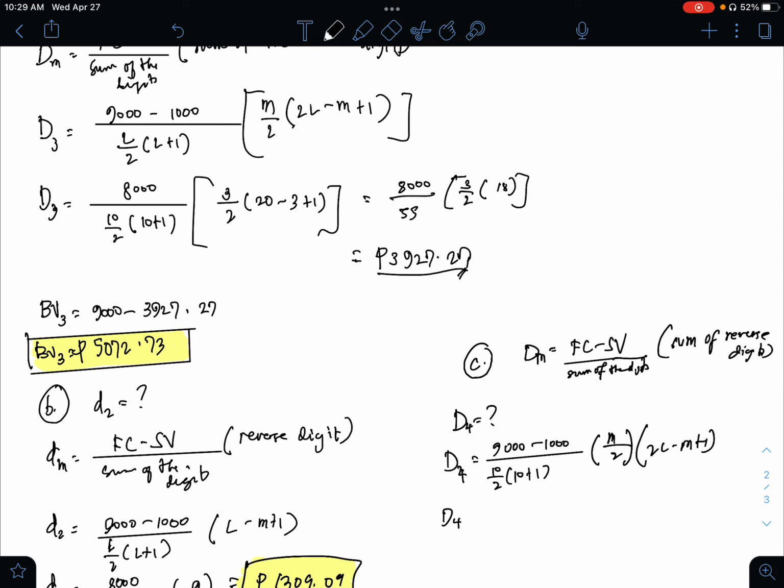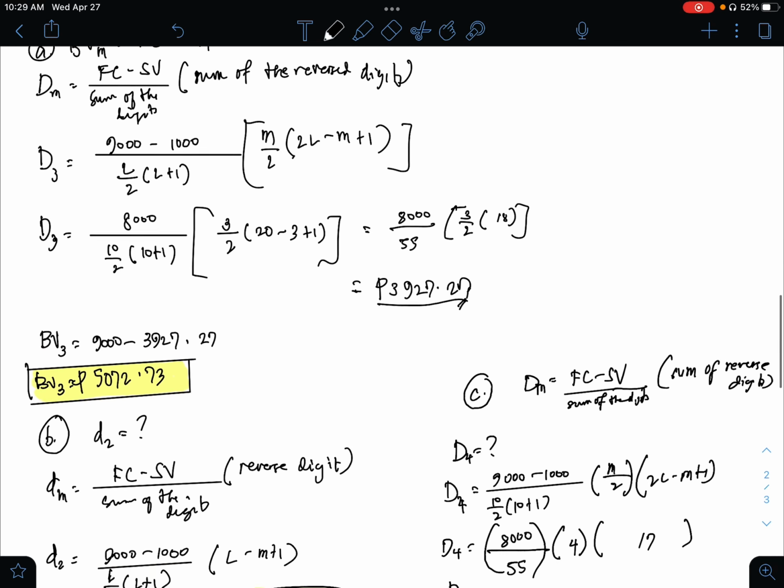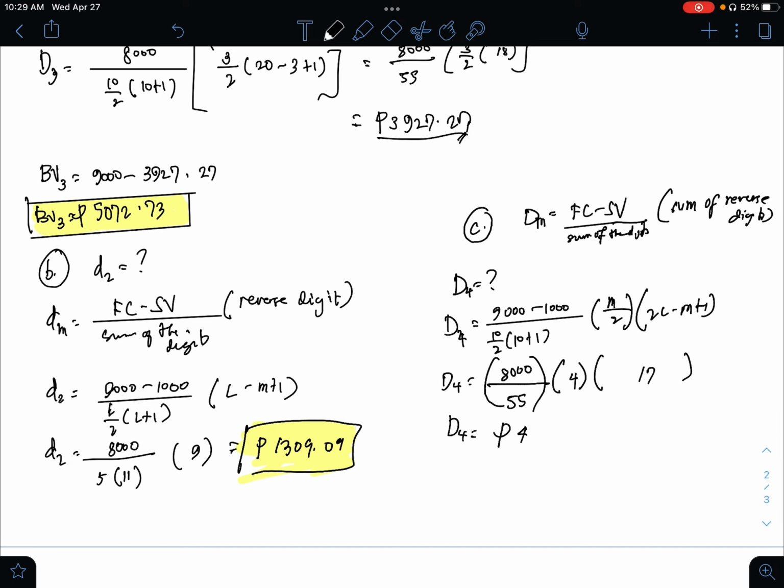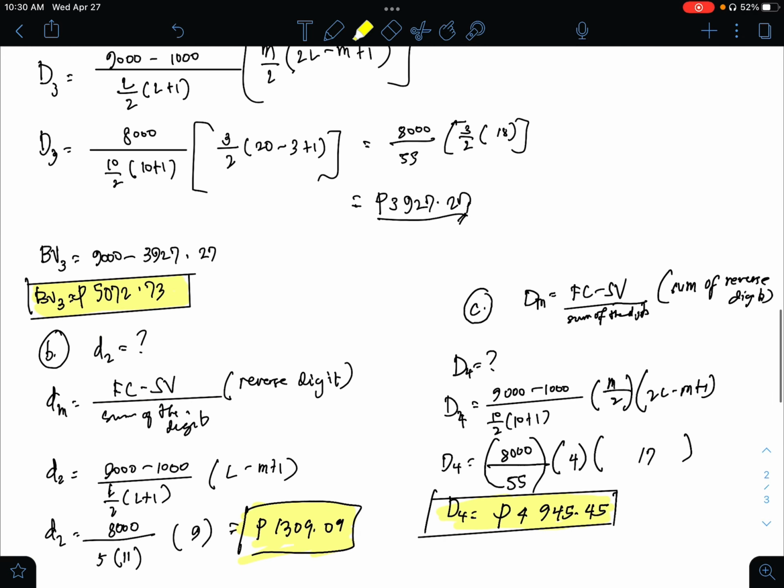Okay, so that is 8,000 over 5 times 11, that's 55. Times M over 2, that's 4 over 2, that's 4, times 2L, that's 20, minus 4 plus 1, that is 16 plus 1, or 17. So D4, or the total depreciation after 4 years, is equivalent to 4,945.45 pesos. Okay. So that's for problem number 1.